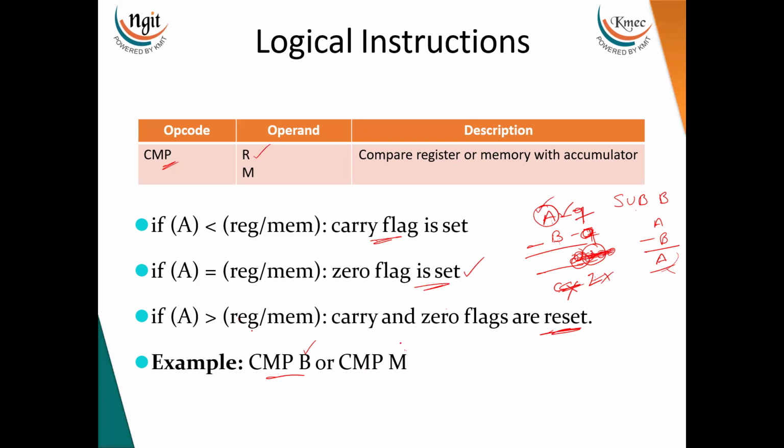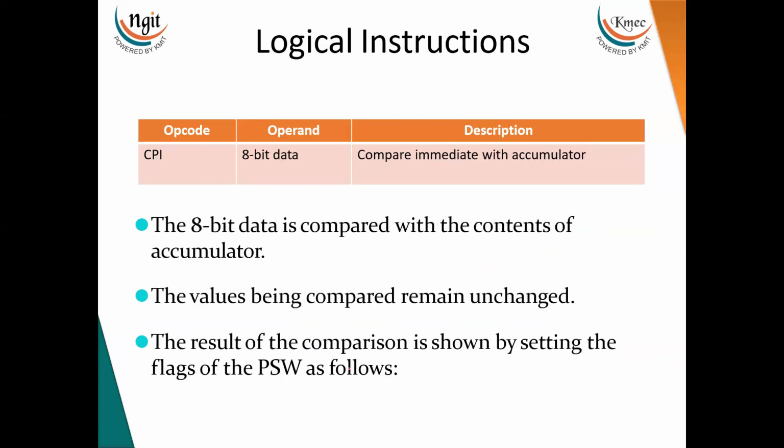Now, compare M means what? In the memory, the HL pair is pointing to one location. Whatever data is in this location is compared with the accumulator. Remember that all arithmetic and logical operations we have to perform only with the accumulator. That's why you need not specify the accumulator here. If you say B, it is by default with the accumulator. M also is by default with the accumulator. So this is about the compare instruction.